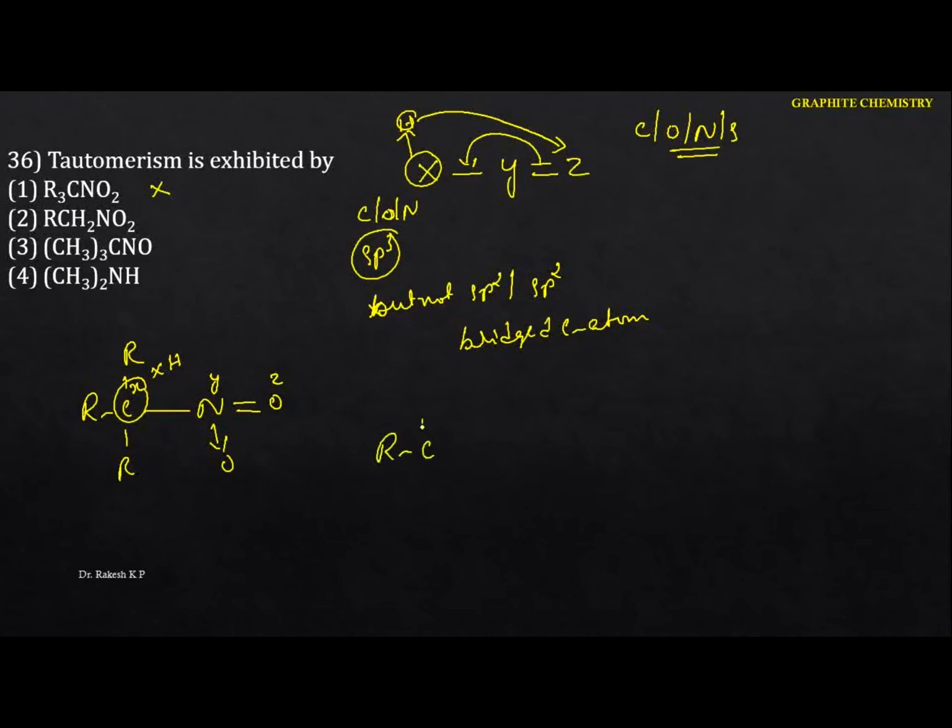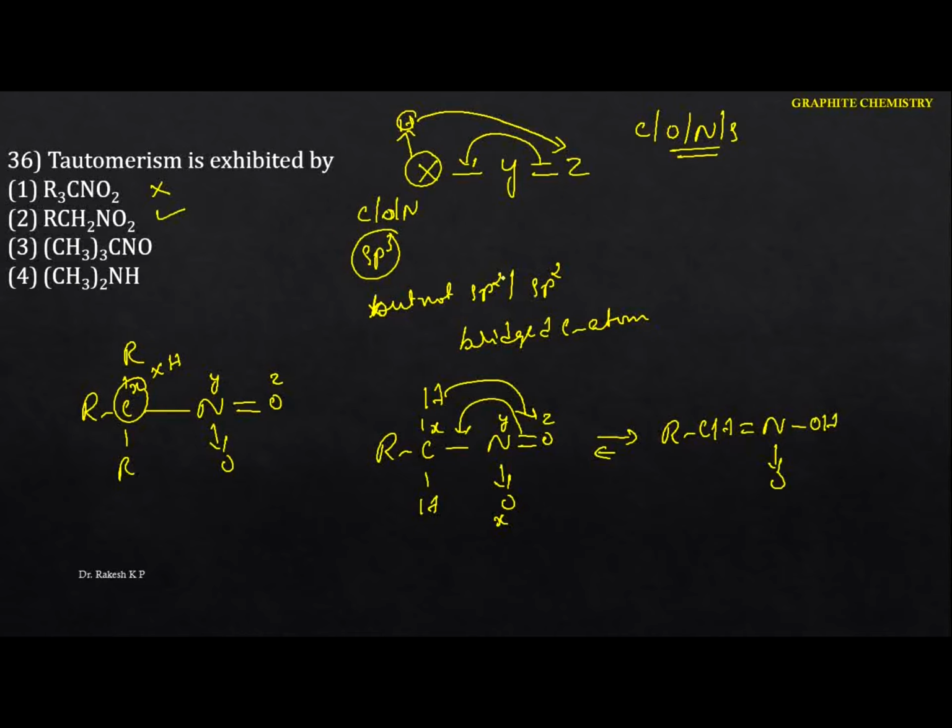I'm going to write the next structure here, RCH2CH2, then N double bond O, and a single bond. This is Y, this is Z, this is X, and this also I can write as X. But this X does not contain a hydrogen, while this X contains a hydrogen. That means this hydrogen migrates towards Z, and we get the tautomer: R CH double bond N, single bond OH, like this. Here it shows the tautomer.